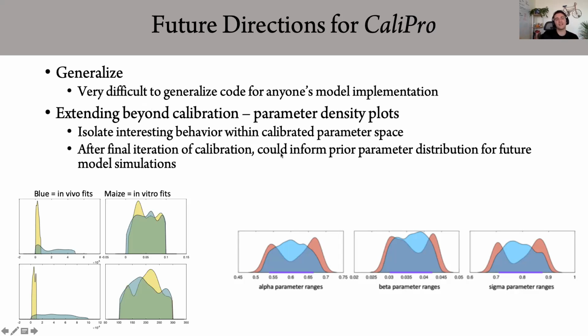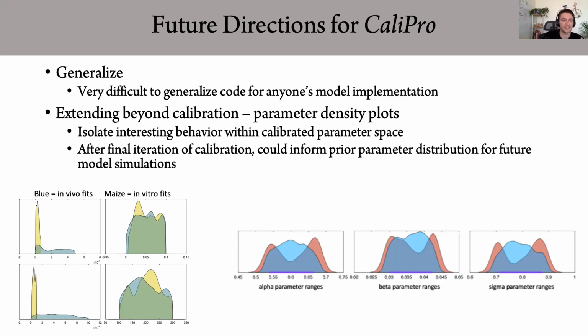So extending beyond calibration and looking at those parameter density plots, I alluded to this earlier, there's a lot of interesting behavior that you can look at even within your calibrated parameter space by creating those different density plots for different conditions. I actually did this earlier this week with Bruna, one of our lab mates who I think might be listening in right now, where she had a calibrated parameter space where some of the model runs fit the in vivo data set that she had, but she also had an in vitro data set and some of the model runs fit that. And so what we wanted to see was where in parameter space there were model runs where we could capture both.